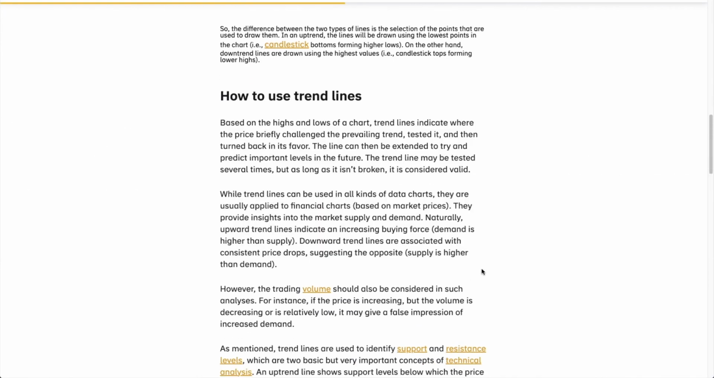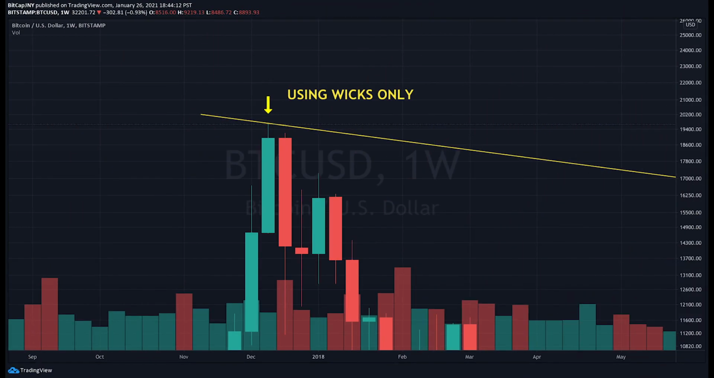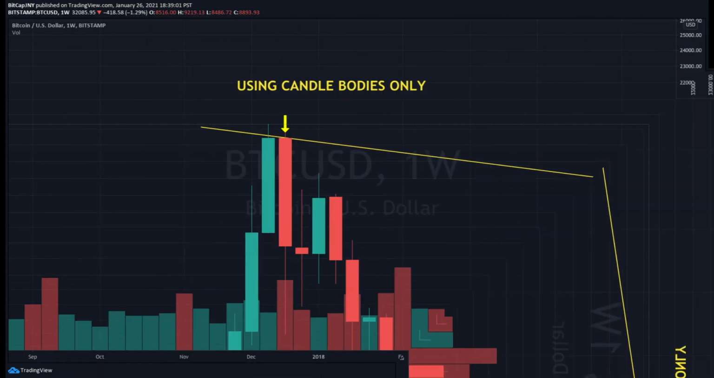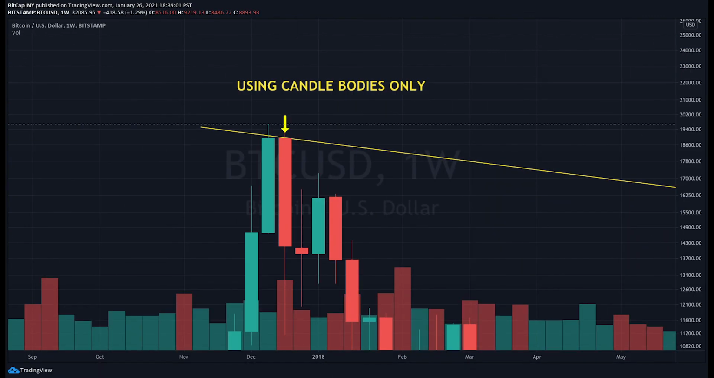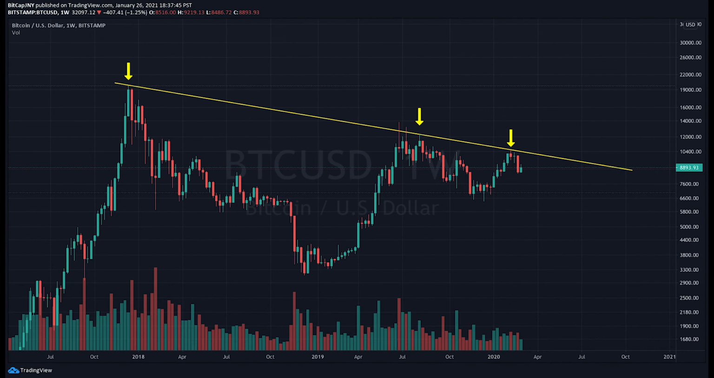All right. So if you're drawing trend lines, you want to make sure you're using either candle wicks or candle bodies. And you want to make sure there are at least 3 points of contact for a valid trend line.